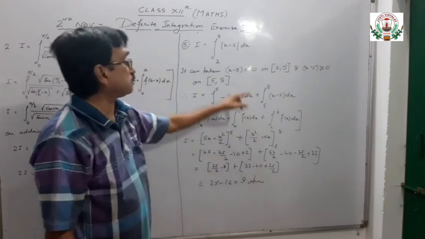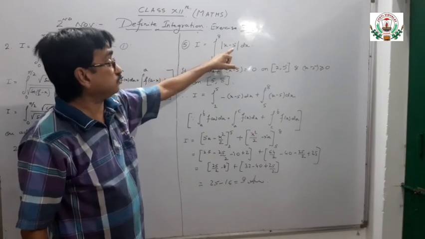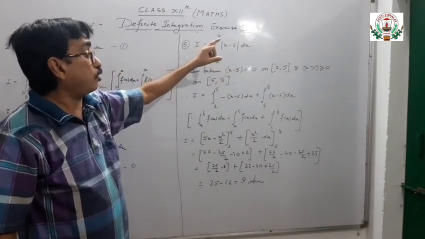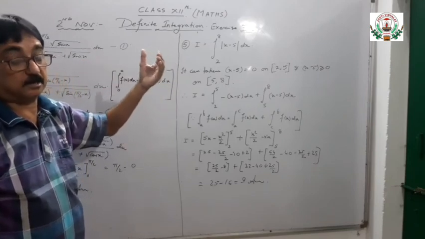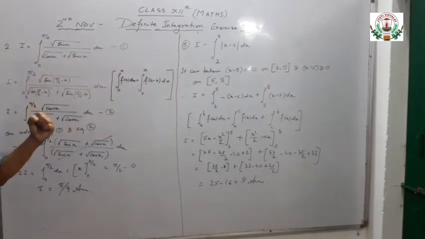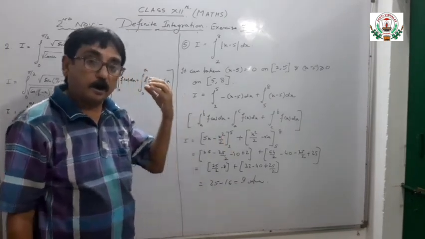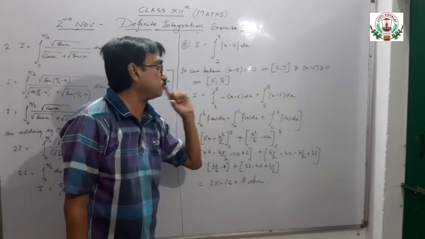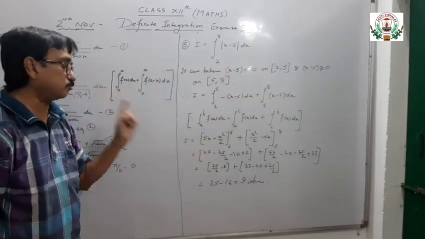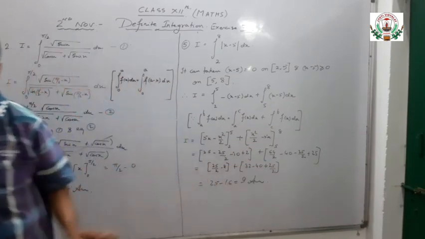Okay, so be careful about this modulus function: 5 lies between 2 and 8, so from which lower limit to the upper limit the given function will be negative, and also from which lower limit to the upper limit the given modulus function will be positive. You have to justify the limits, and then only you have to solve the problem. Understood, all of you?